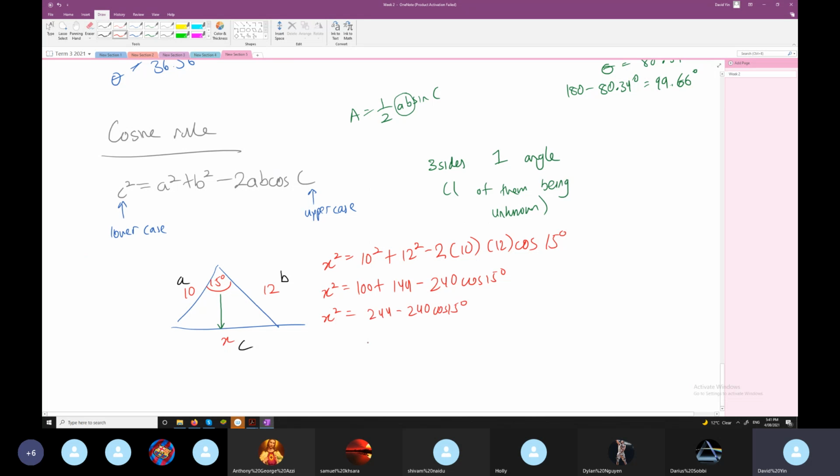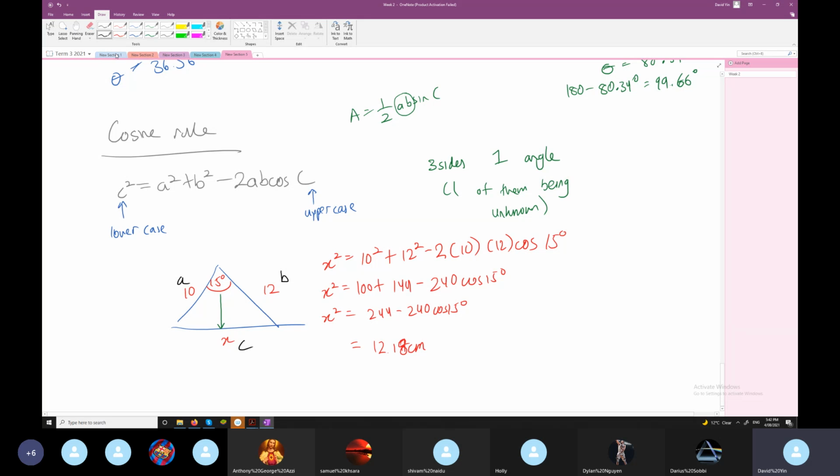I like to solve as much as I can because sometimes when you put too many things in your calculator, you're bound to press the wrong button. So I just do as much as I can. So 244 minus 240 cos 45. Sorry, cos 15, not 45. And you'll get 12.17... 18. You round to 2 decimal places. So 12.18 centimeters.